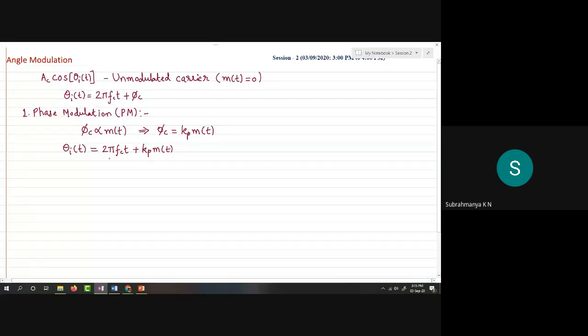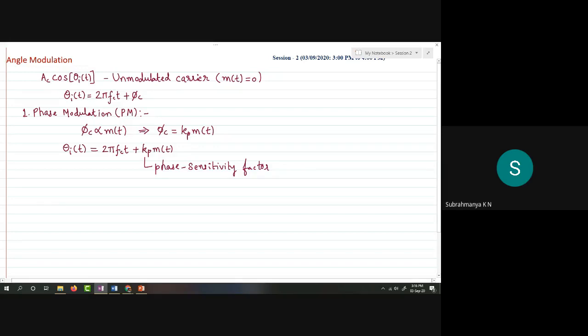The term 2 pi fc t, as I told, represents the angle of the unmodulated carrier with the constant phi c set to 0. When phi c is 0, obviously this is the angle of the unmodulated carrier. So 2 pi fc t represents the angle of the unmodulated carrier, and phi c is the phase which is varying with respect to the information bearing signal, where kp here is called the phase sensitivity factor.